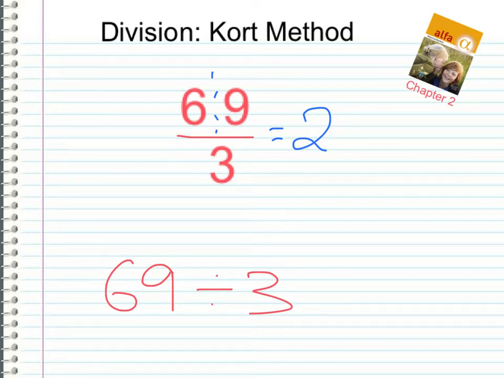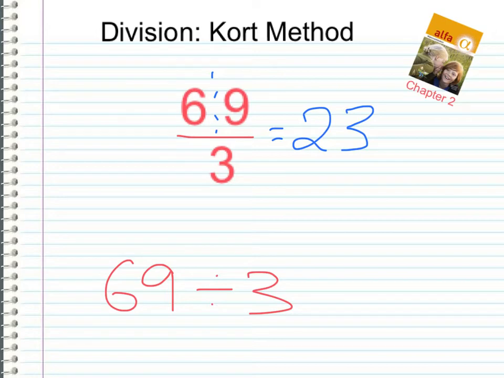Next, I can look at the second digit in my numerator, 9, and I know that 3 goes into 9 3 times, or I can count up 3, 6, 9, which is 3 times. So that is the second digit of my answer.